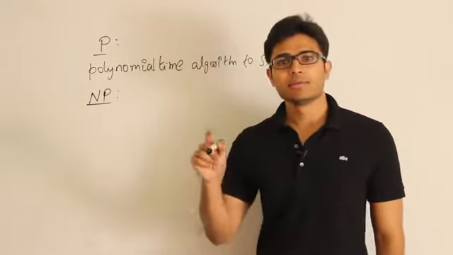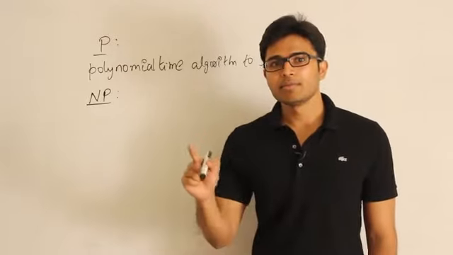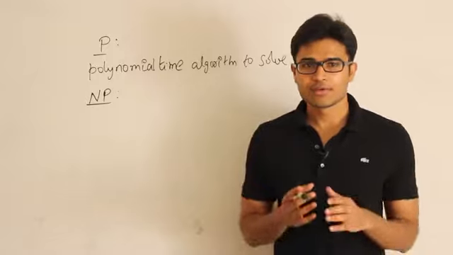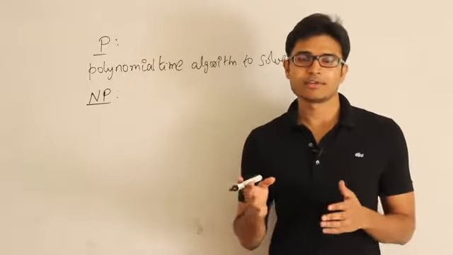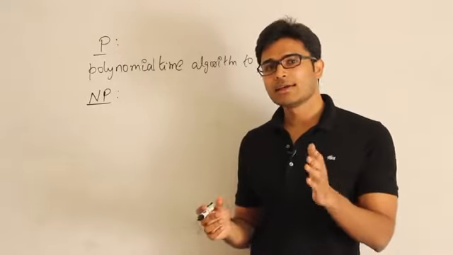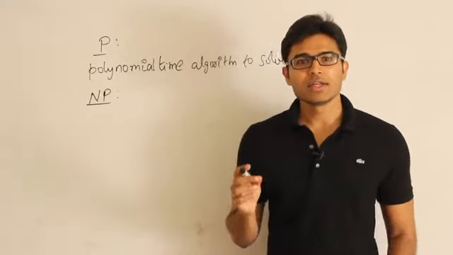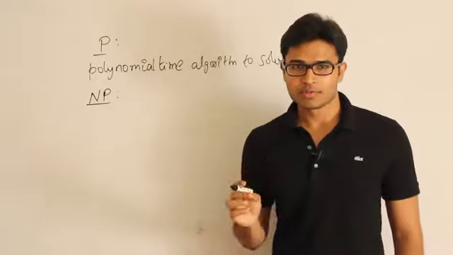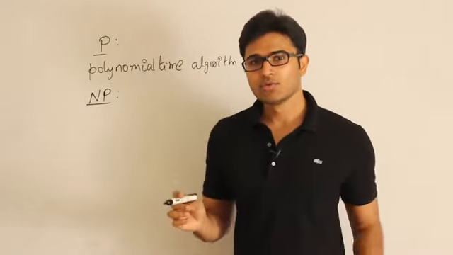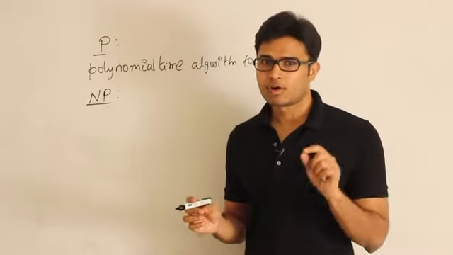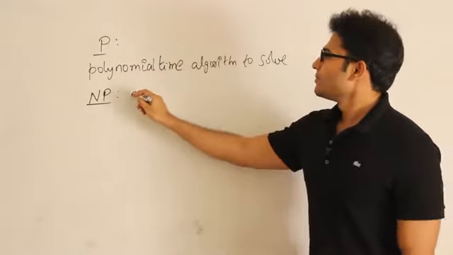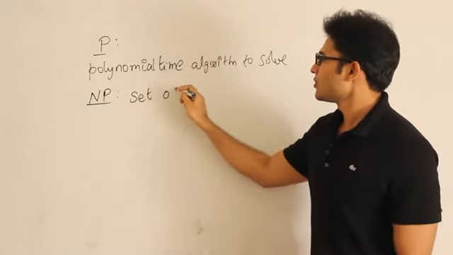Many people think that P means polynomial time and NP means non-polynomial time. Even though no one has ever expanded NP as non-polynomial, even though the intention is the same, reading it that way is wrong. So we really don't know anything about NP problems. What we only know is these are the set of all decision problems whose solution can be verified in polynomial time.